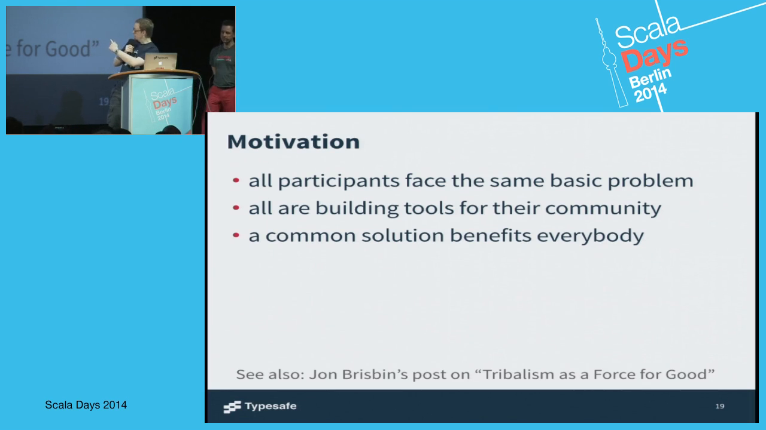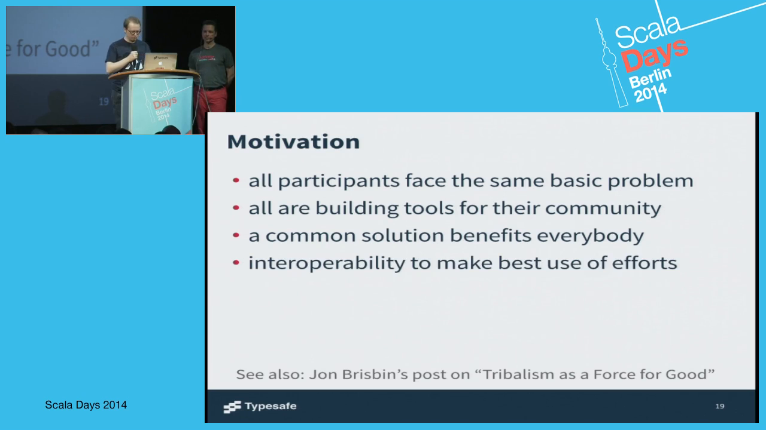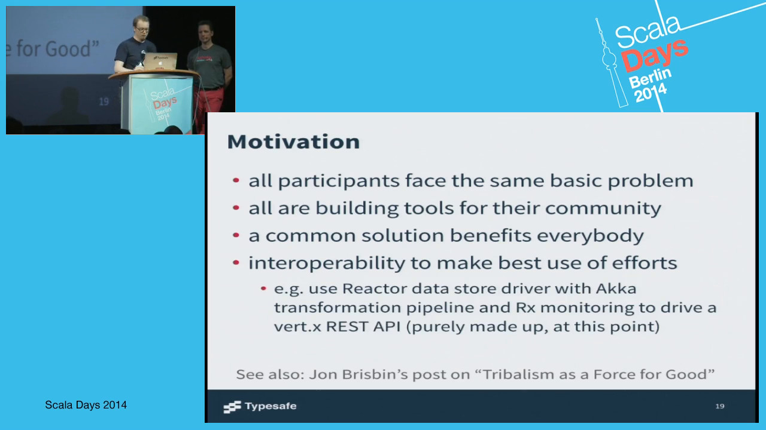There's also a good blog post by John Brisbane on the way that we collaborate on this. And also, if we have the same solution and we're all building the same things and they have shared interfaces, then if somebody is, for instance, using Project Reactor, has something that it wants to connect to some Akka thing, that it wants to connect to some RX thing, that it wants to connect to some Vert.x thing, that should just work, right?